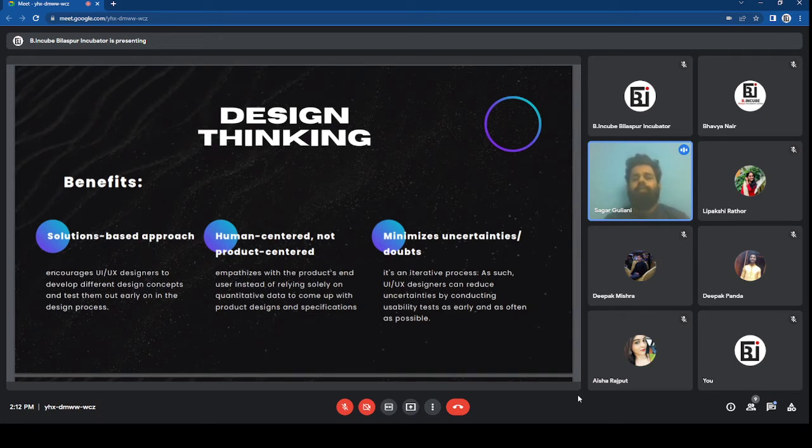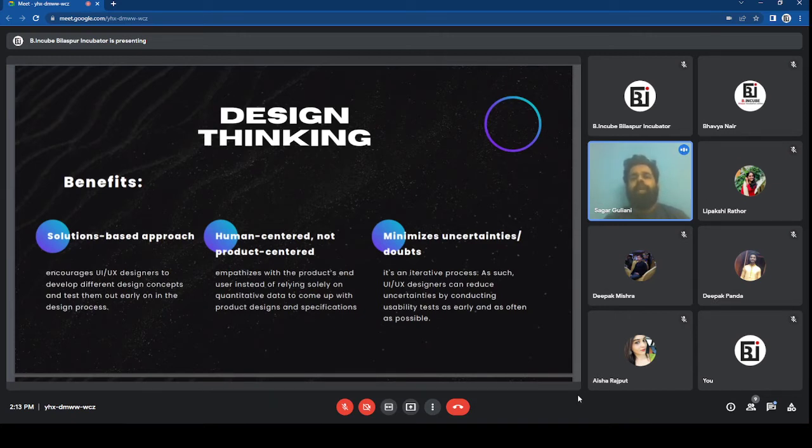So design thinking is an iterative process, right? As such, the UI UX designers can reduce the uncertainties in design concepts and prototypes by conducting usability tests early and often. So we will conduct that test according to the surveys or, you can say, marketing campaigns and all the things. After that, we get data, right? And upon that data, as it is an iterative process, we will go to the first step and make changes in the prototype designing itself, right? So that is how the benefits are there.